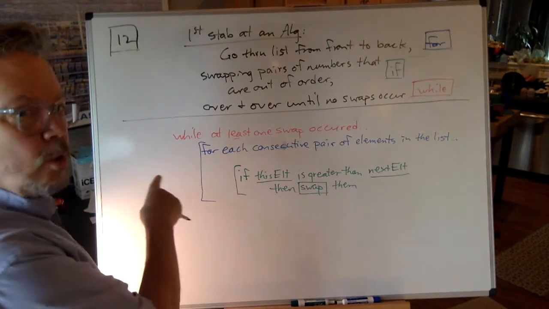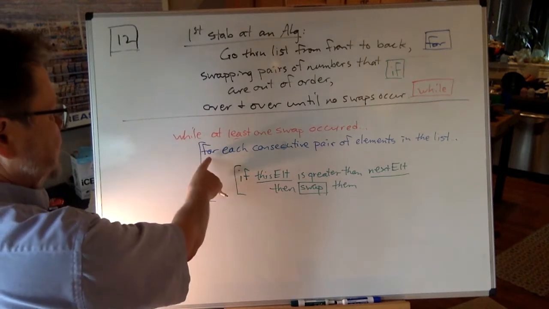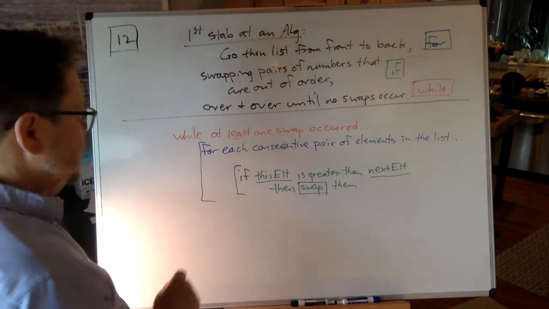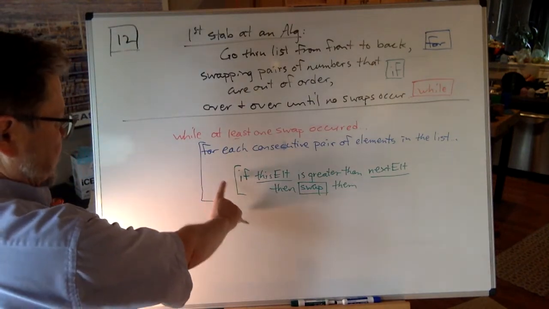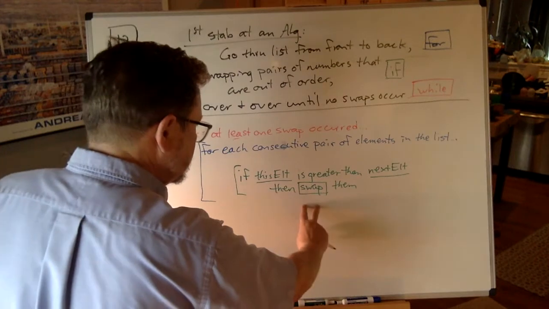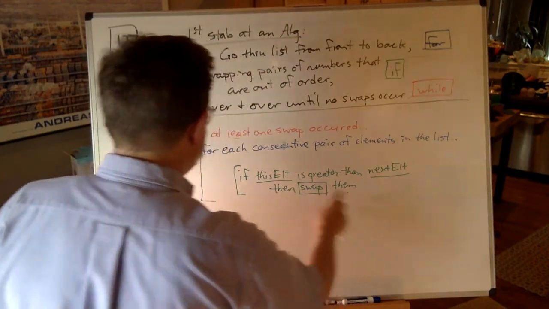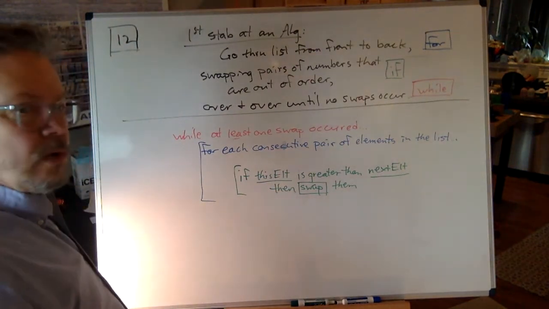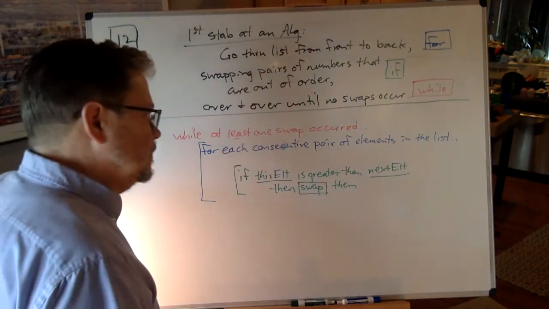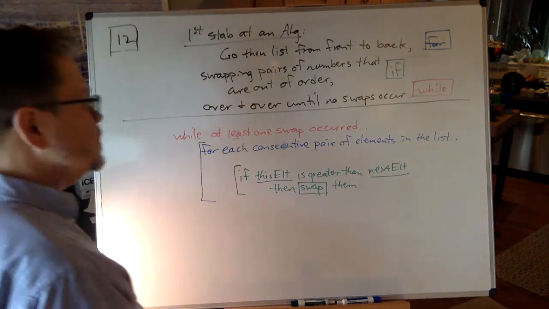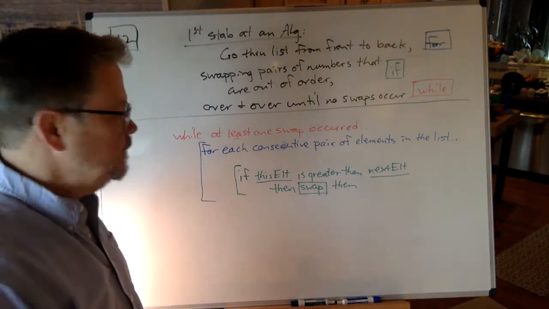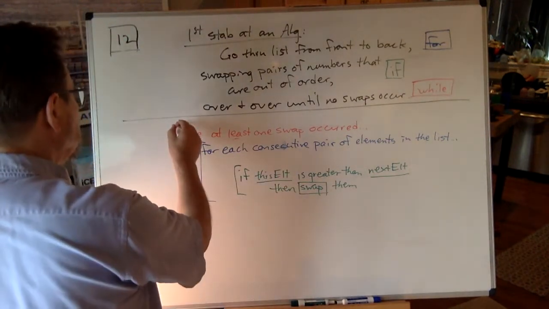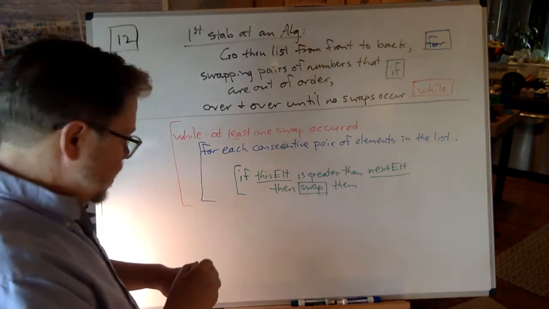Every time I hit this for loop, I'm going through the while loop again. Every time I hit this for loop, it's going to start all over again at the front of the list and look at each pair. Here we go again. Swap, swap, swap, swap, swap. And if at least one time I had to swap elements that were out of order, oh no! Then I've got to go through one more time, one more time, until I can get through the whole thing and no swaps occurred. Only then will I know that my list is in order.